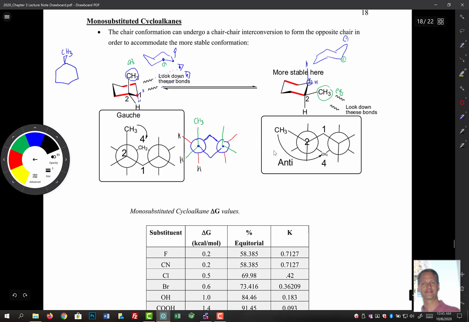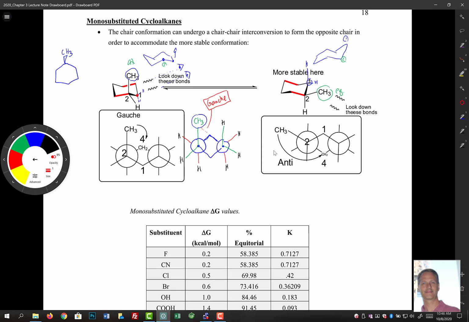Now technically, you need to put these H's in because remember, if you don't, the end of a line really represents a CH3. And now when we look at this, that CH3 that's right here is actually gauche to that CH2. So right here we are gauche to each other. So there's this interaction there that's a little bit tighter.